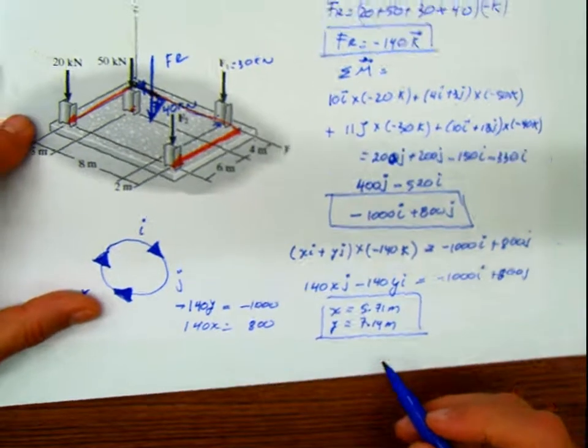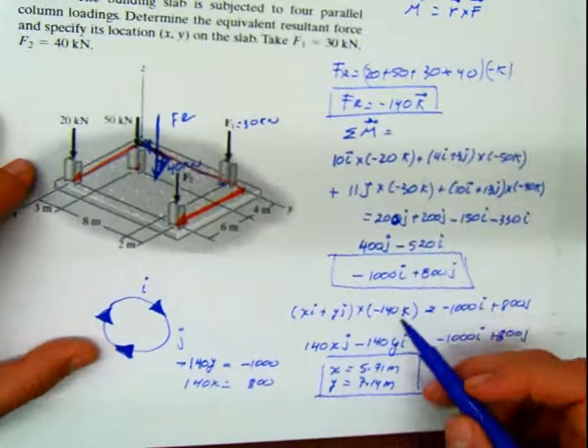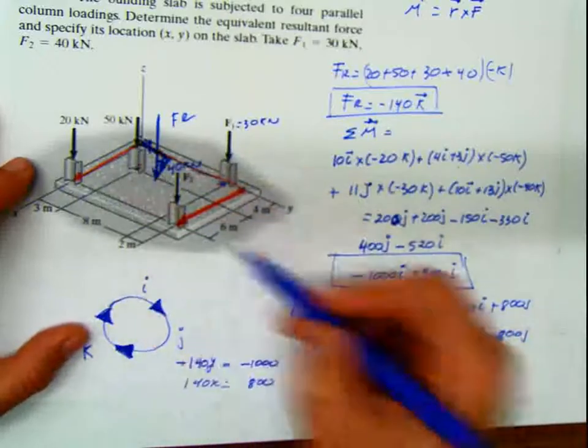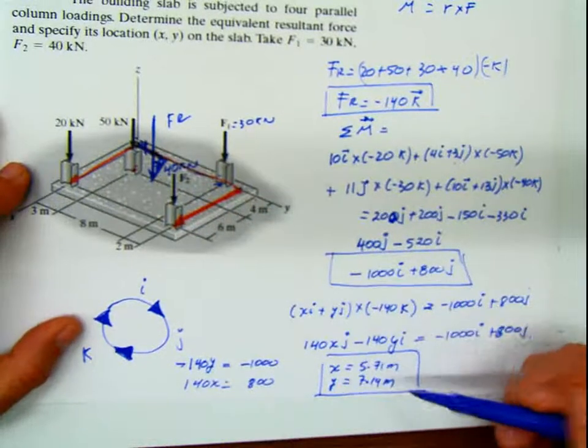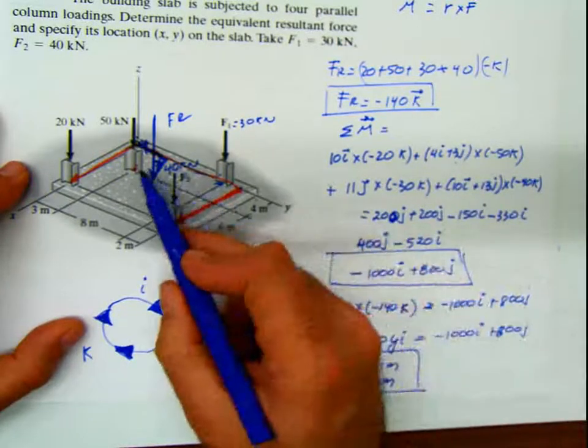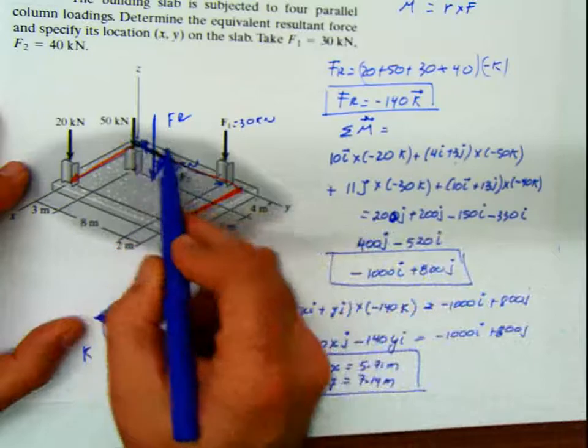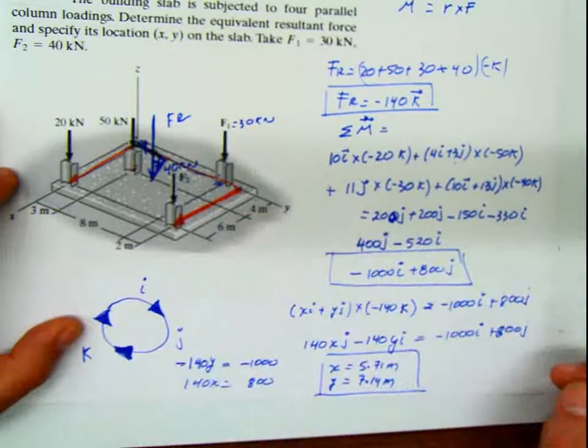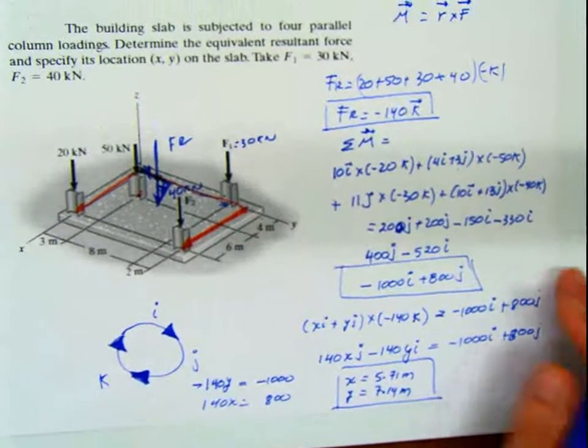So what the problem tells you at the end is that all of those forces located the way they are produce the same effect as this force of 140 located at 5.71 in x and 7.14 in y. That is a nice problem also.